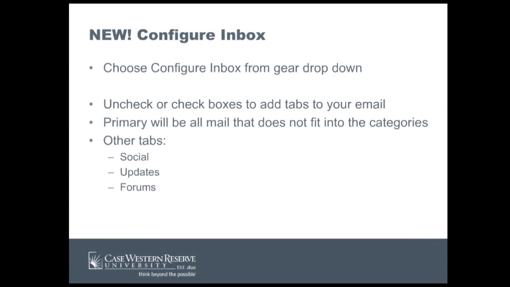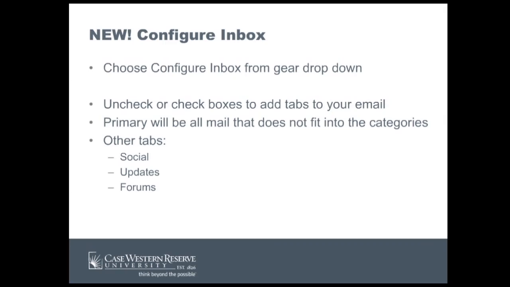A new feature that has appeared is called Configure Inbox. This allows you to configure your inbox to have tabs across the top, and it can take your email and put it in those categories for you. For example, the main one is called Primary, and that's all your mail that does not fit into any of the other tabs. They can have a tab for social media.